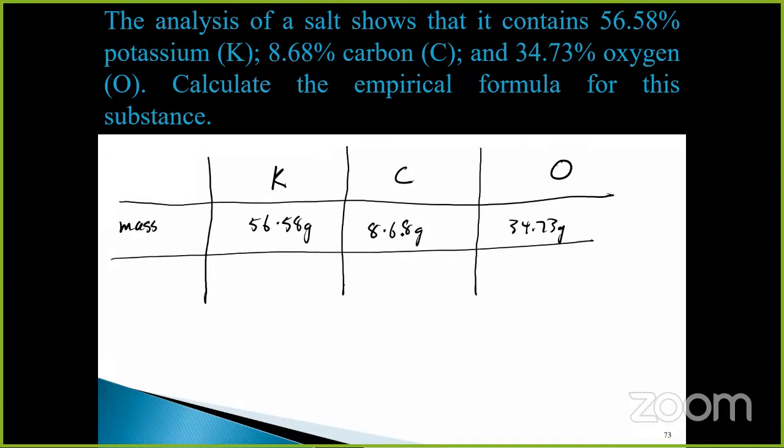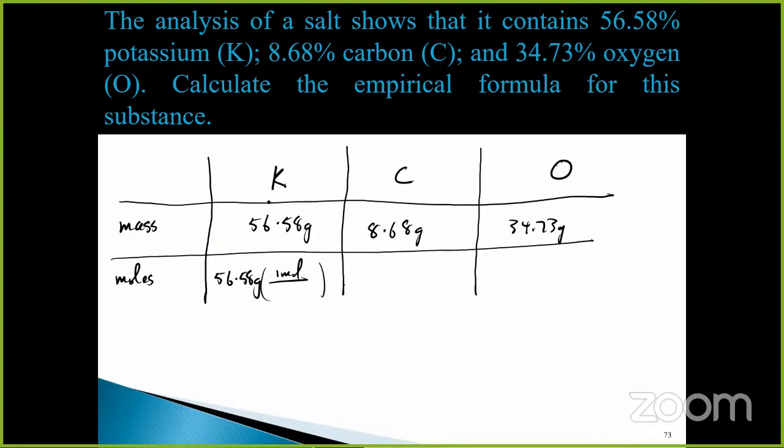The next step is that we convert each of these masses into moles. If you remember what we talked about before, in order to convert from grams to moles, we have to divide each of them by their respective molar masses, which you would get from the periodic table. So in the case of potassium, it's 56.58 grams, and we multiply by 1 mole over the molar mass, and the molar mass of potassium is 39.10, I would say.